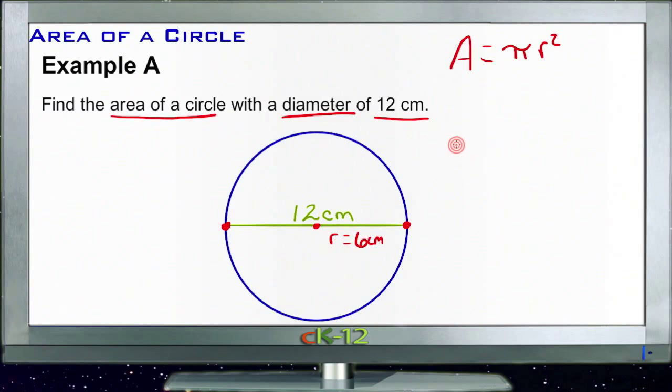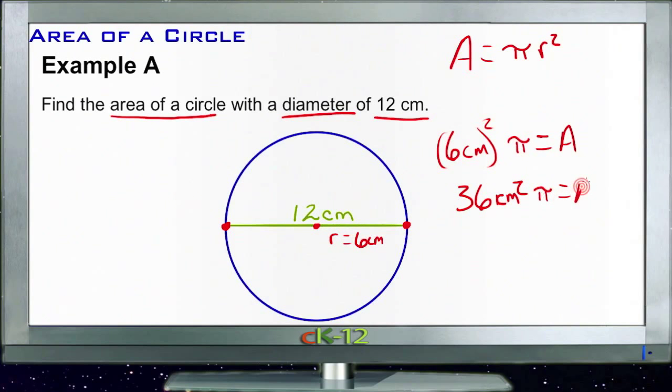So then we just say the radius squared, 6 centimeters squared, times pi will be equal to our area. And 6 centimeters squared is 36 centimeters squared times pi equals area. So the area of our circle here would be 36 pi square centimeters. Cool? Example B.